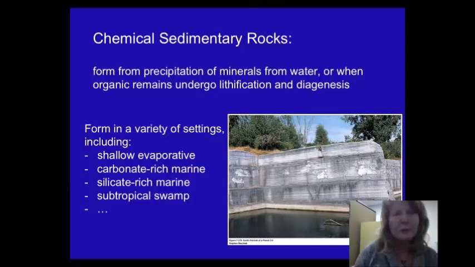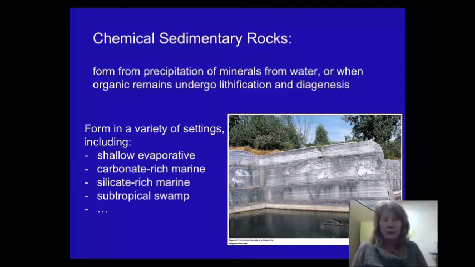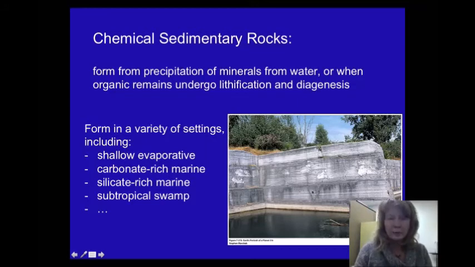So chemical sedimentary rocks form from precipitation of minerals from water, or from organic remains that undergo lithification, some alteration, so they're no longer organic. This is a picture of limestone. You can see it forms in a layered way. The setting must have been a shallow, warm, carbonate-rich sea.